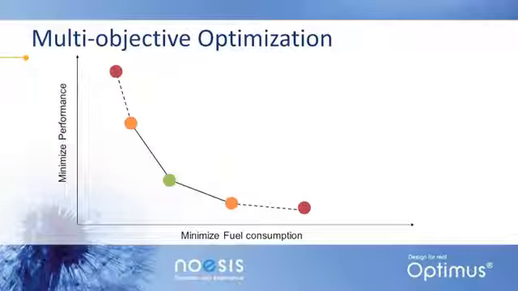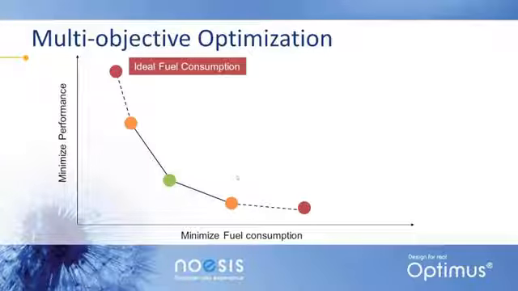So we do have two competing objectives. We want to minimize the fuel consumption, and we want to minimize the difference between the actual performance of the simulation and the optimal performance. So when we say minimize performance, we're simply looking to minimize the difference between what the simulation gives us and what we've already determined the optimal performance is, all while minimizing the fuel consumption.